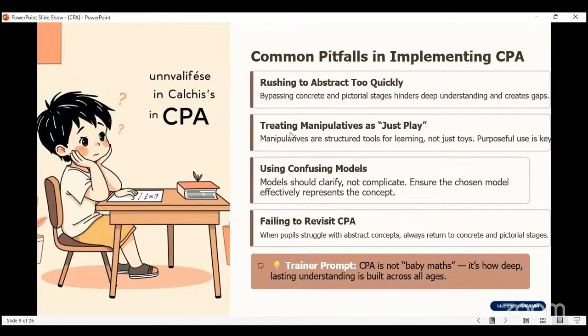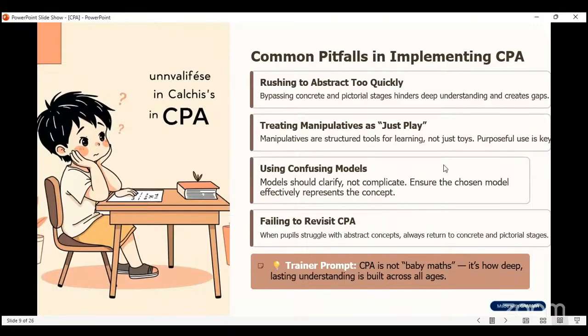Now, treating manipulatives as just play. Manipulatives are structured tools for learning. They are not just toys, purposeful use of manipulatives is key. You're not just giving them the manipulatives to play with, you show them, you model to them how to use the manipulative, and it must definitely be tied to the topic you are teaching. Then you use it, you model it, and then you give them more examples to practice. Don't treat the manipulative as just play.